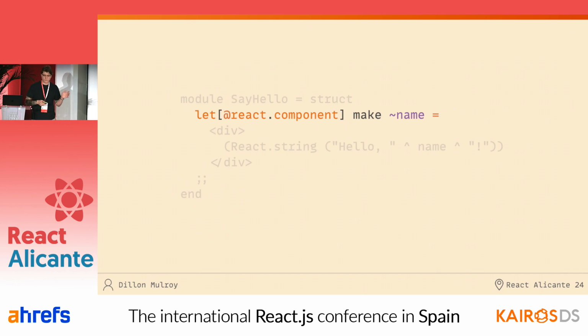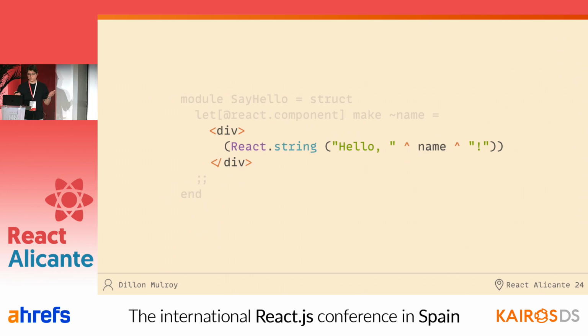The next bit here is a named argument. So this is our props. Make, tilde, name, and then we use that as our single prop for this argument. And then this looks like our normal JSX. We have this weird React.string thing in the middle, but it should seem pretty familiar. The reason we need React.string is because of OCaml's type system. JSX is React elements under the covers. A string is not a React element, so we have to convert it to a React element using the React.string function.